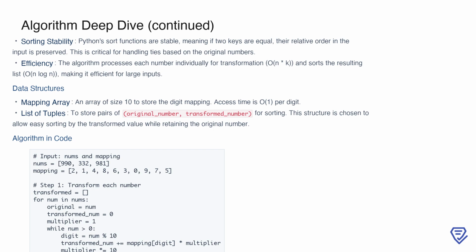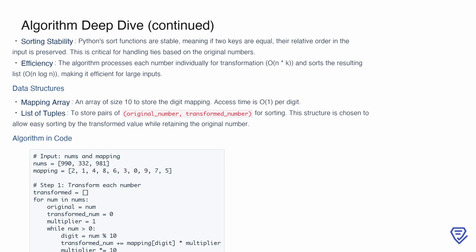To implement this, we use simple data structures. The mapping array, which stores the digit mapping, allows O(1) access per digit. A list of tuples is used to store pairs of original and transformed numbers, which simplifies sorting. The algorithm is then implemented step by step in code.